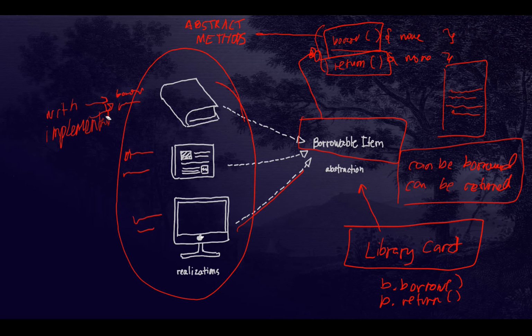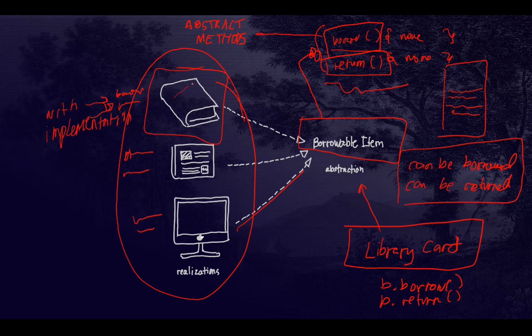So you will not be writing skeletons for borrow and return, you'll be writing full borrow and return functions inside these realizations right here. So it will need to include these methods with each of their own method bodies. And this is the beauty of making borrow and return abstract, because it is very possible for different realizations to have different implementations for borrow and return.